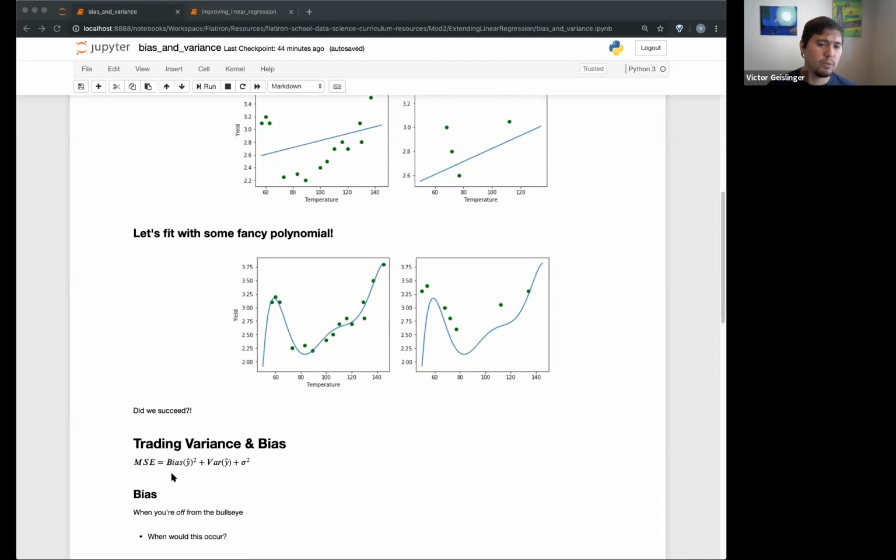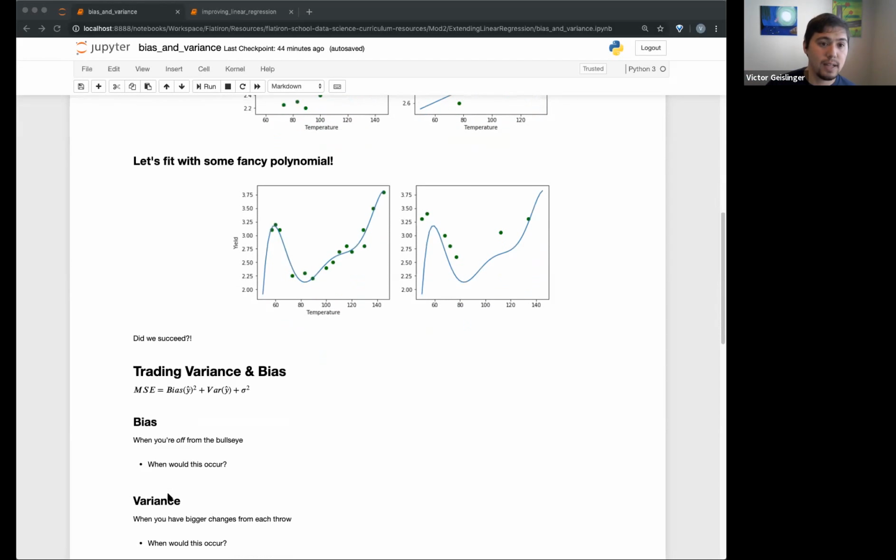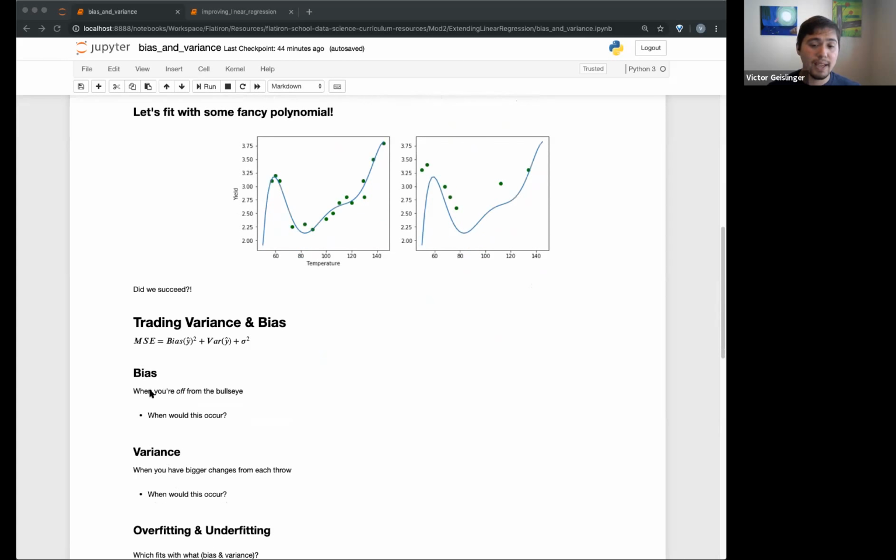So this leads into, okay, cool. What's bias and variance anyway? What do we mean by that? Bias is basically how far off you are from the bullseye. So you can imagine a target. And I think the curriculum shows a picture of this, which is pretty good, of high variance, low variance, high bias, low bias.